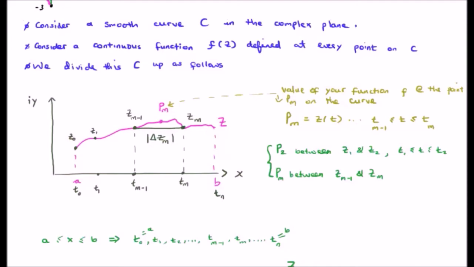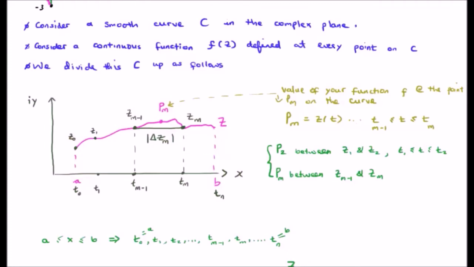So let's consider a smooth curve, and I'm going to call the curve C, and this is in the complex plane. And separate to that, let's consider a continuous function. I'm going to call the function f of z. Now let's say that the function f of z is continuous and defined at every point on the curve C. So we have all the points along the curve C, but at each point along C, f is also defined.